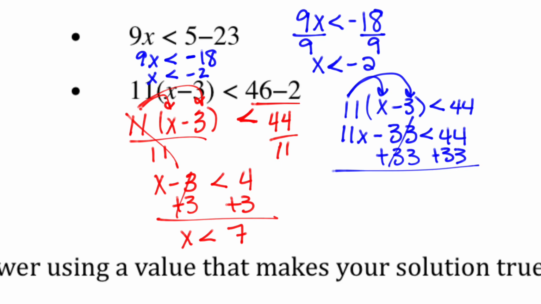All right, so I drop down my 11x, and I get, what's 44 plus 33? 77. Now I'm going to do what? Divided by 11. X is less than what? 7. Did we get the same answer? Yes. So you can choose whichever method you want to solve this.